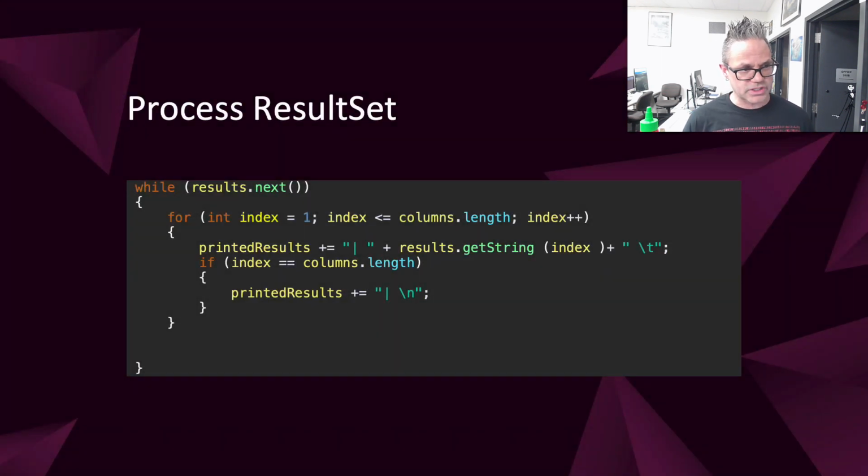As long as results.next returns true, we're going to go into this. For index = 1; index less than or equal to columns.length, so I'm going to the right value there. printedResults += the pipe key plus results.getString, passing an index. And then if index is equal to columns.length, then printedResults += a backslash n and the value. So I'm appending that as a single string right there. So I start off again at 1, not 0, because I want to use a valid index for the result set on that information.